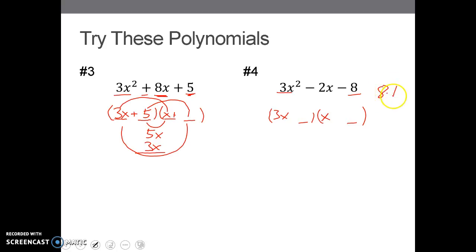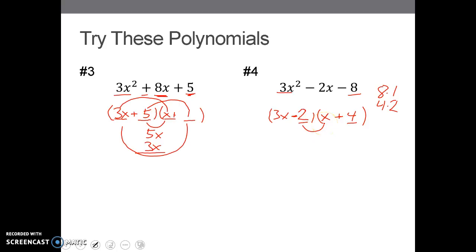Now I have several options. 8 times 1 would work, and 4 times 2 would work. And at this point, I don't know which one it is. But I would always try the numbers that are closer together first and see if those work. So I'm going to have a 2 here and a 4 here to start off with. And I need it to be a negative 8, so I'm going to make one of them a negative and one of them a positive. And then I'm just going to check to see if I get a negative 2 on the inside.